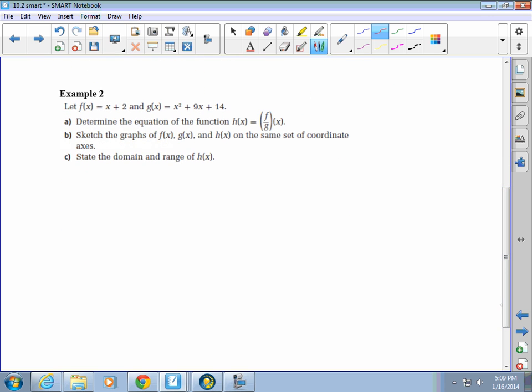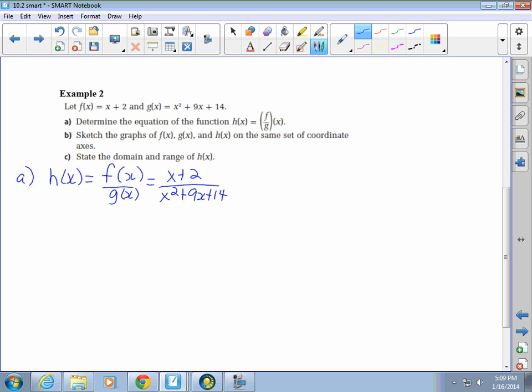Okay, example 2. Let f of x equal x plus 2 and g of x equal x squared plus 9x plus 14. It says determine the equation of the function h of x equal to f divided by g of x. So to determine that equation, we actually have to substitute and do some solving. So h of x is equal to, and remember f divided by g of x is just the same as saying f of x over g of x. So in this case, that's x plus 2 divided by x squared plus 9x plus 14.